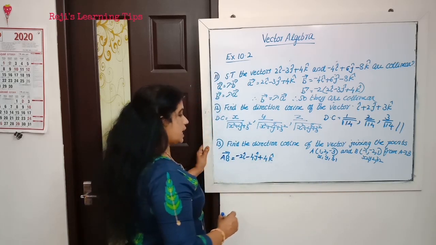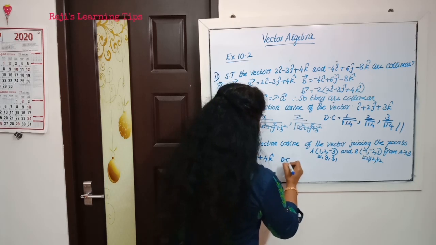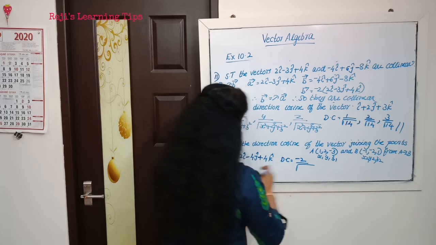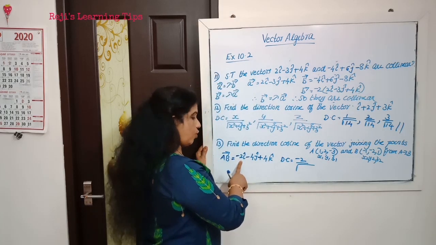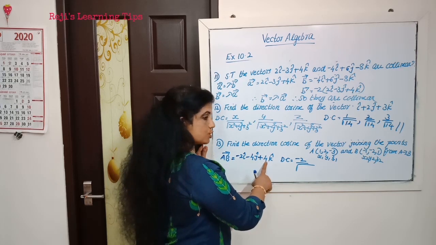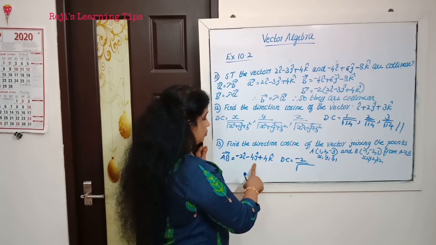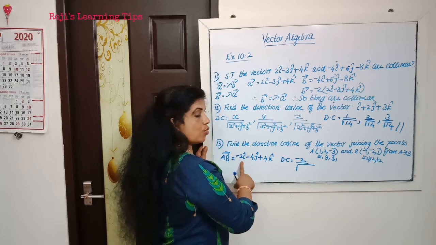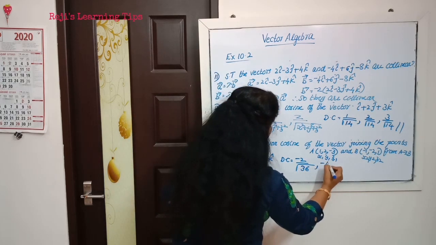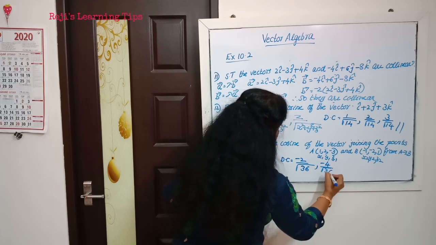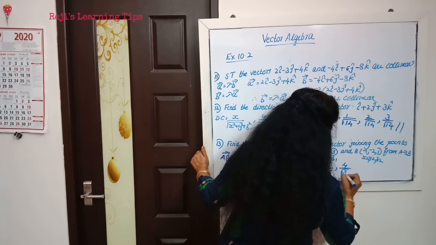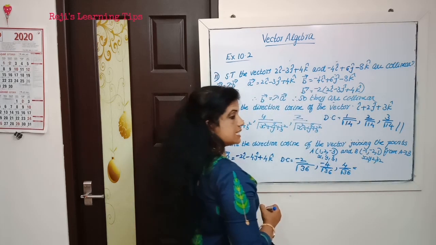Then we should find the direction cosine: minus 2 divided by root of minus 2 square, which is 4, minus 4 square, that is 16, then 4 square means 16. 16 plus 16 means 32, 32 plus 4 is root 36. And here also minus 4 divided by root 36, then next 4 divided by root 36. Root 36 means 6.